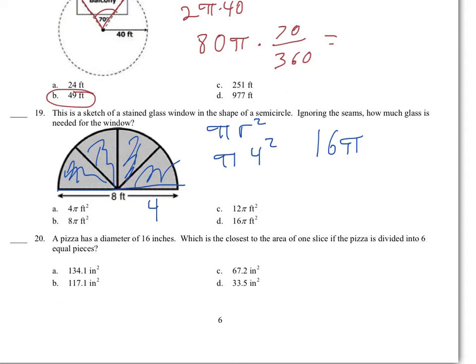Now this isn't the whole circle. How much of the circle is this? It's actually half, so we can just take half of that and get 8 pi as our answer. That's the area of that half circle.